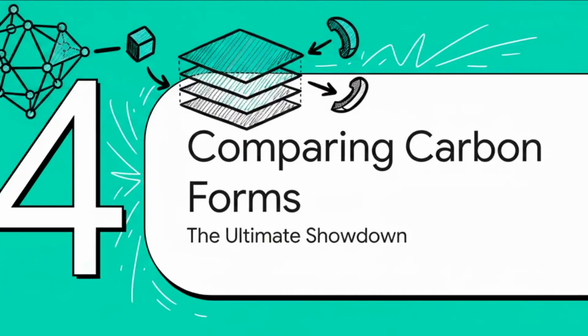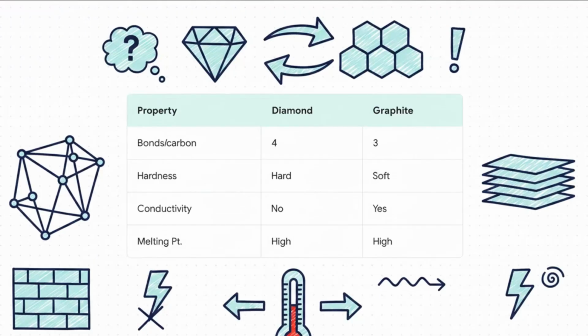Moving on to Section 4, Comparing Carbon's Forms, the ultimate showdown. So the crucial point is, when we put them side by side like this, the cause and effect becomes crystal clear. Diamond has 4 bonds per carbon, graphite has 3. Because diamond uses all of its electrons in a rigid 3D frame, it's incredibly hard and cannot conduct electricity. Graphite, on the other hand, uses only 3 bonds, so it forms slippery layers, making it soft, and it leaves a free electron, making it conductive.